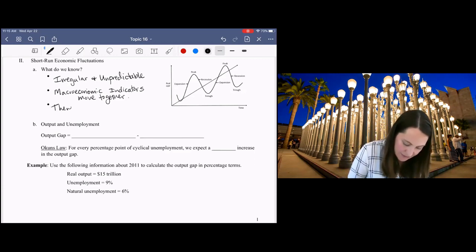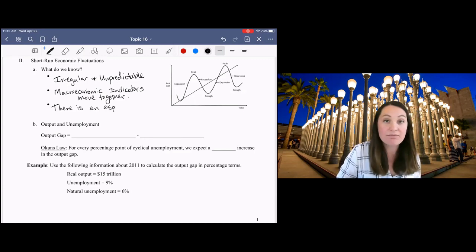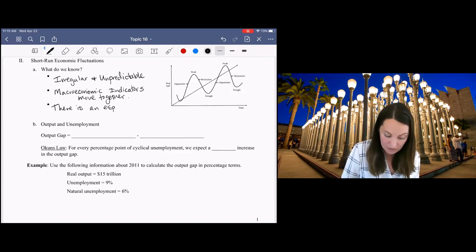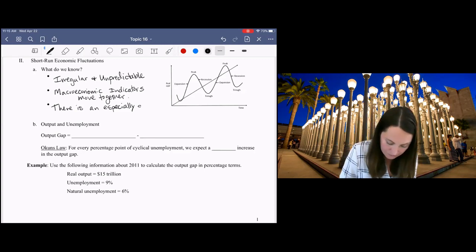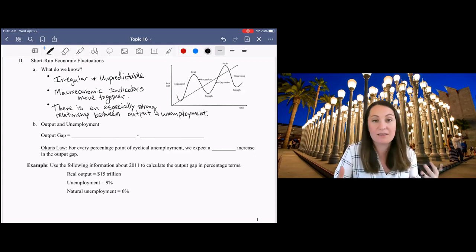So the last one here is that there is an especially strong relationship between unemployment and output, like I just mentioned, right? GDP and unemployment have a pretty strong relationship. I know that if we're in an expansion, unemployment is going down, and if we're in a contraction, unemployment is going up. And we've talked about that already when we talked about cyclical unemployment. All right, so we can use this relationship between output and unemployment to help us think about how big of a recession we're having.